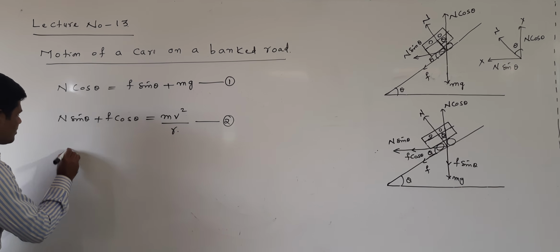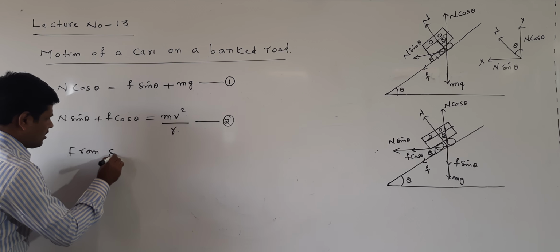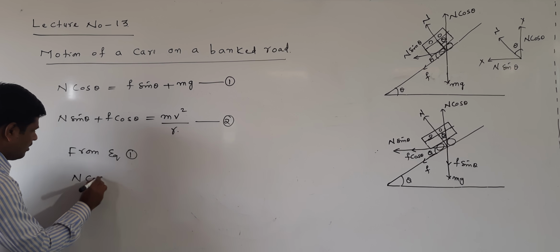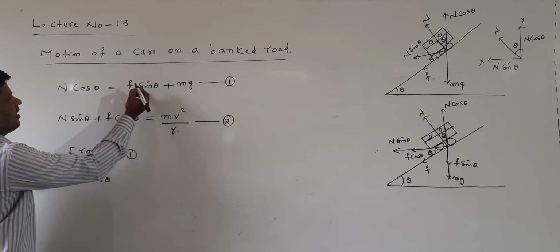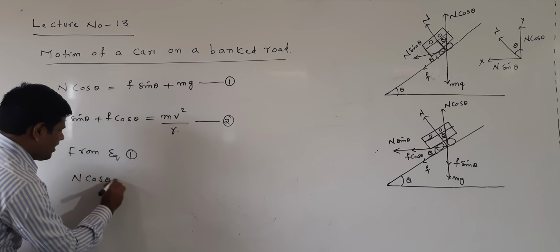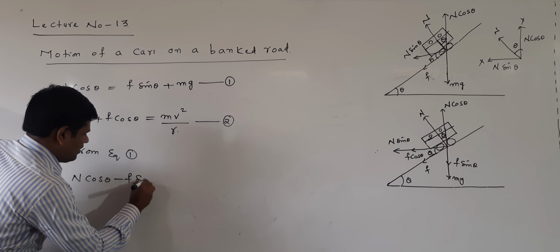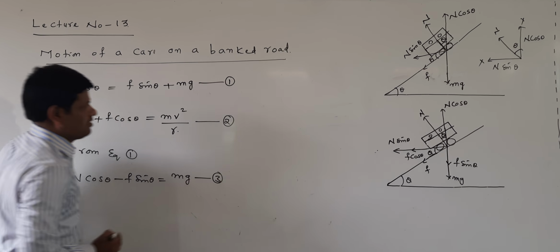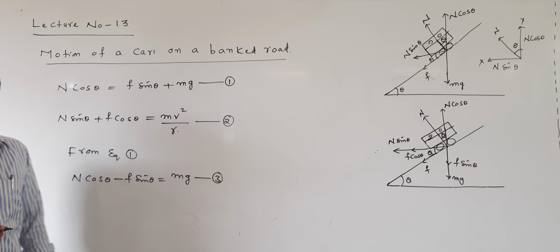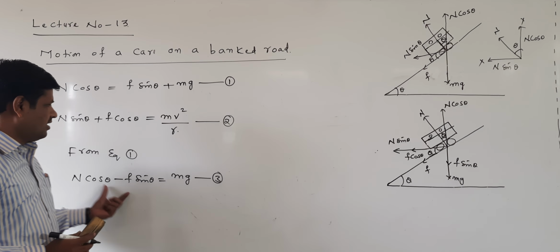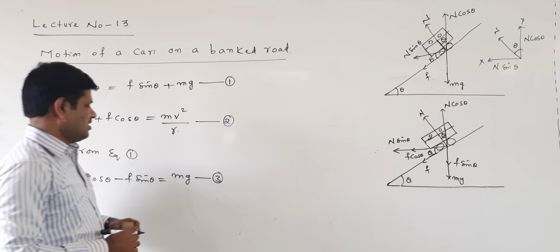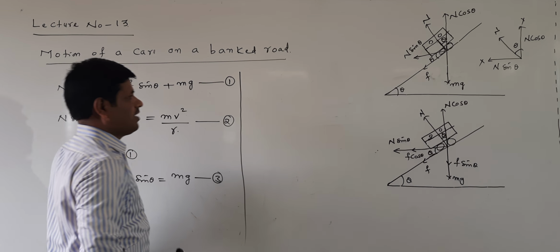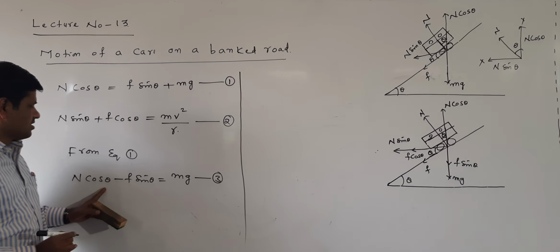Now from equation 1, what I am writing here? N cos theta, this is plus, you are taking minus f sin theta is equal to mg. This is given as equation number 3. Equation 3 I am writing here.